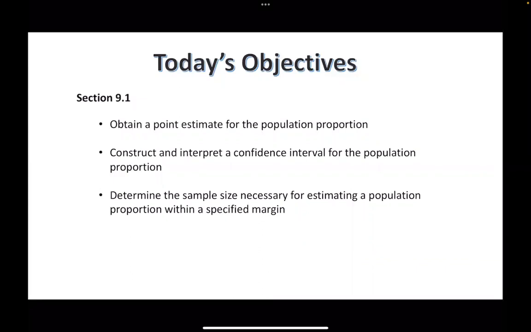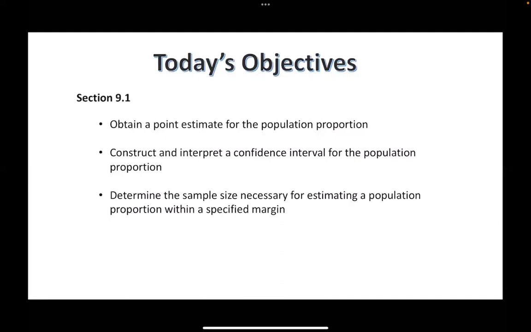All right. So we are going to take a look at, we're in section 9.1. We're going to obtain a point estimate for the population proportion. We've done this 100 different times and have had 5 different names for it. So this is something we've done before. Constructing and interpreting a confidence interval. We've done the math behind this before, but we didn't call it a confidence interval.